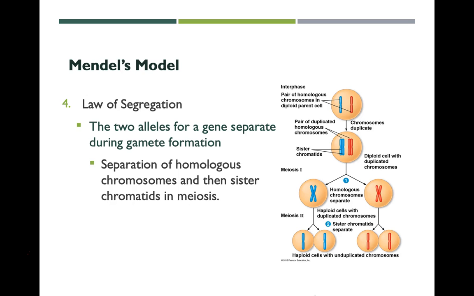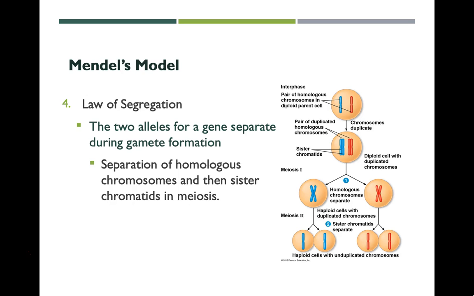All right, the last part of Mendel's model shows us how alleles and genes relate to chromosomes. And this is the law of segregation. So segregation means to separate. So in the law of segregation, two alleles, or our homologous chromosomes, are separated during gamete formation. So in meiosis 1, the homologous chromosomes are separated, and each of those sister chromatids are separated into daughter cells.